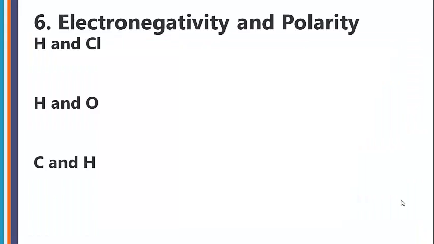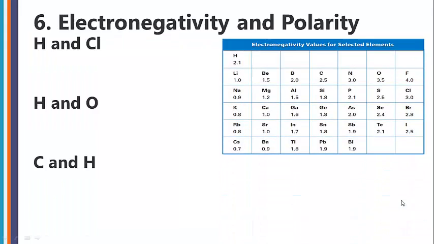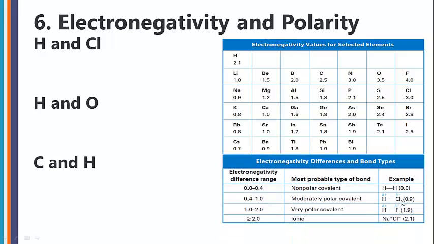The next question is about electronegativity and polarity. To do this, you'll need the electronegativity table, and you need to know what the differences are. So for H and Cl, we take the value for chlorine and subtract it from H. If you get a negative number, that's okay. Just do the absolute value. So that's 0.9. So that is going to correspond to moderately polar covalent.